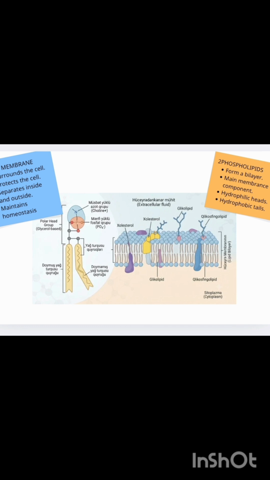The cell membrane follows the fluid mosaic model. This means the membrane is flexible, not rigid. The molecules in the membrane can move, which helps the cell change shape and communicate with other cells.